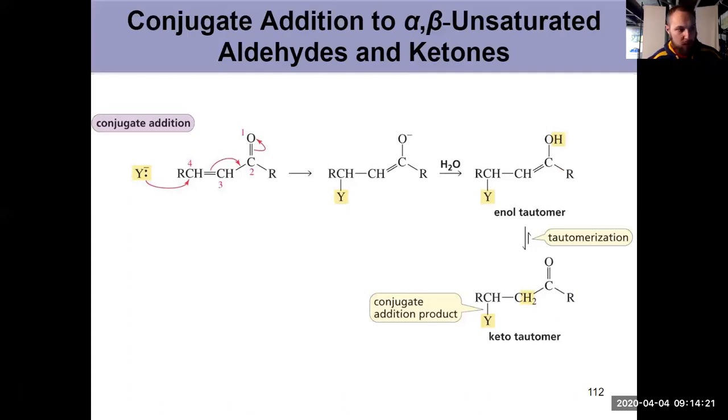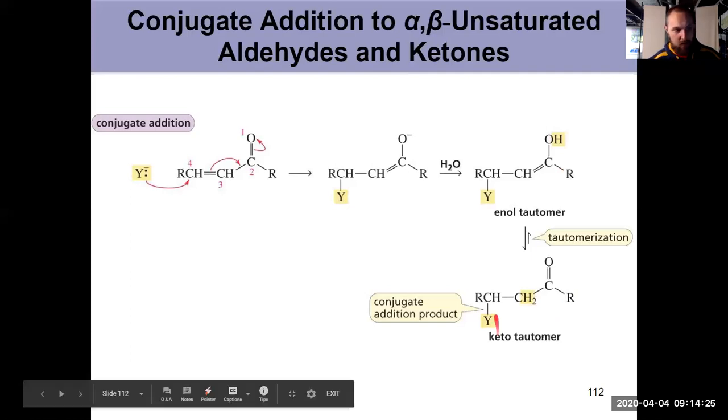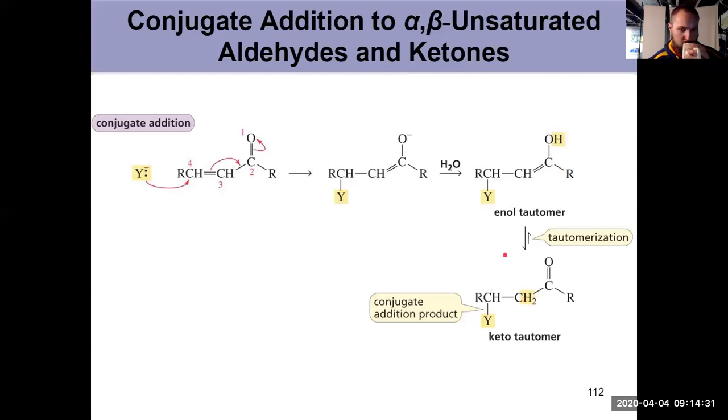So now the question is, at the end of the day, we've just added the nucleophile to the beta carbon, and we've added a hydrogen to the alpha carbon. But now the question is, which one do we do? Because we just saw that they're both possible, a direct addition or a conjugate addition. And what controls that is both the identity of the nucleophile, specifically its basicity, and the structure of your alpha beta unsaturated aldehyde or ketone.